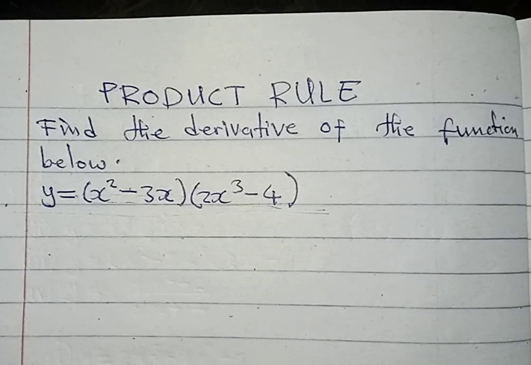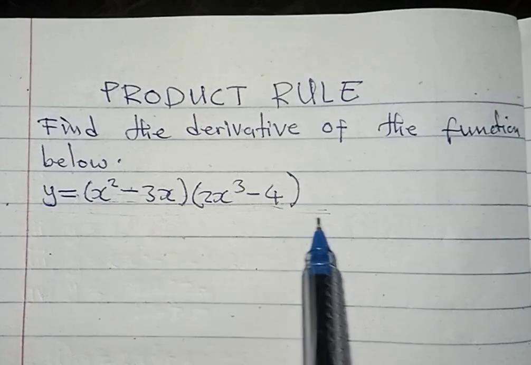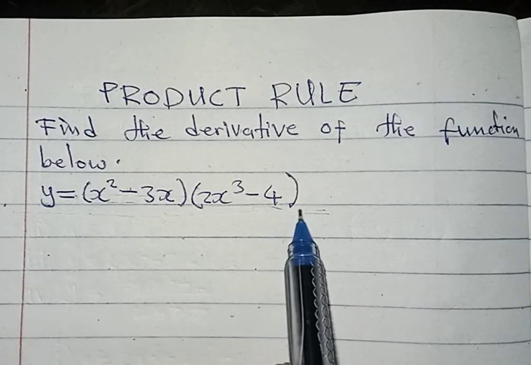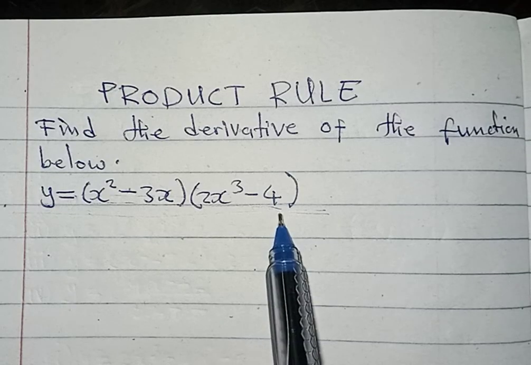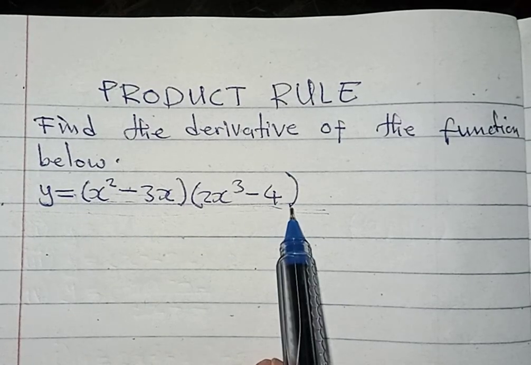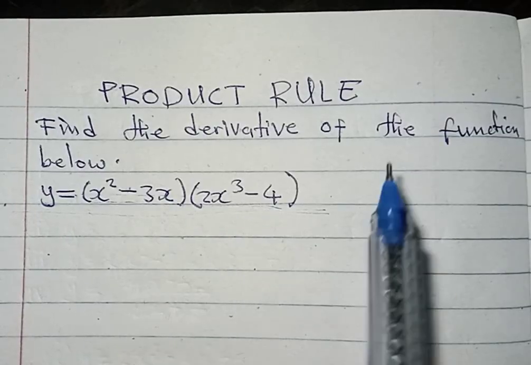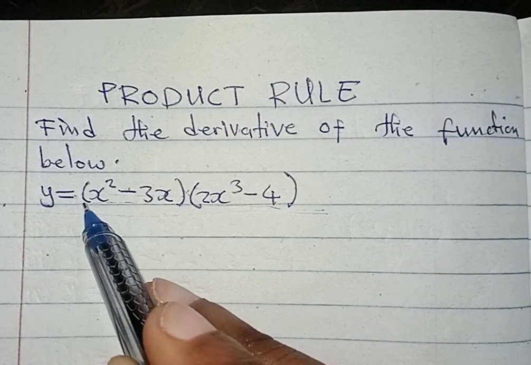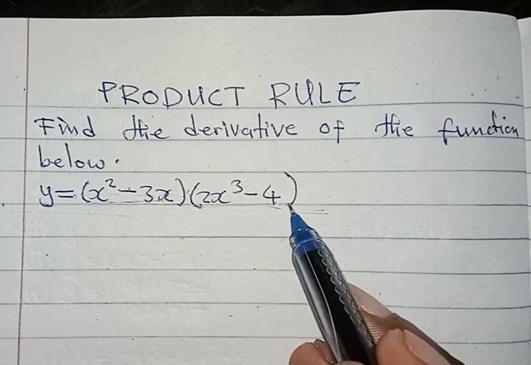Product rule. Find the derivative of the function below. This is a function, and for this function, we have two functions subjected to multiplication. This is the first function, and this is the second function. So two functions multiplying. As you can see, there's multiplication in the middle. So function 1 and function 2.